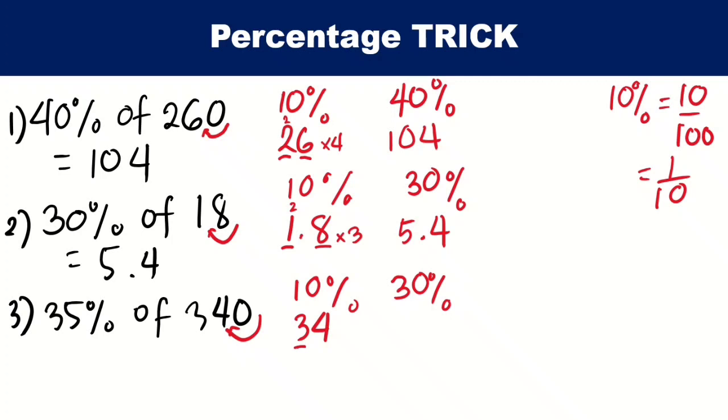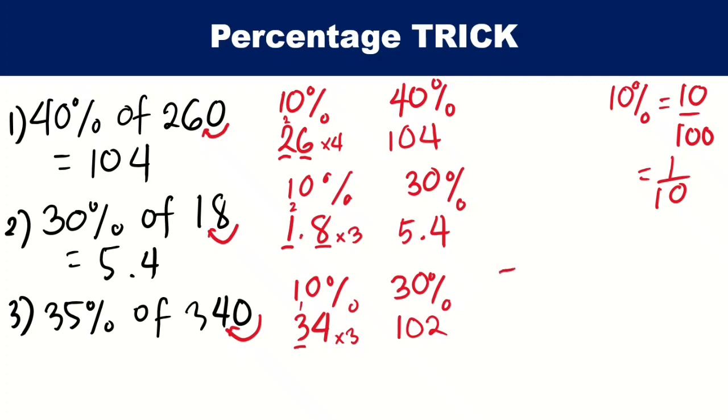We'll do it from left to right. So this is 30. 30 times 3, that's 90. And 4 times 3 is 12. So that is 102. Or else, if you can't do it mentally, just simply multiply this by 3. 3 times 4 is 12. We carry the 1 here. And 3 times 3 is 9 plus 1 gives us 10.